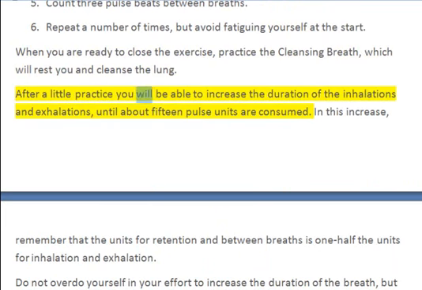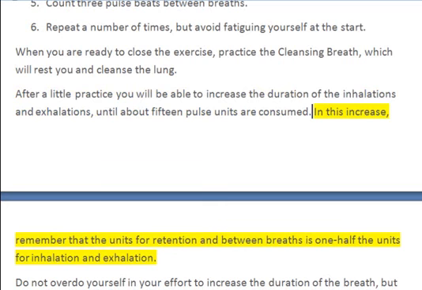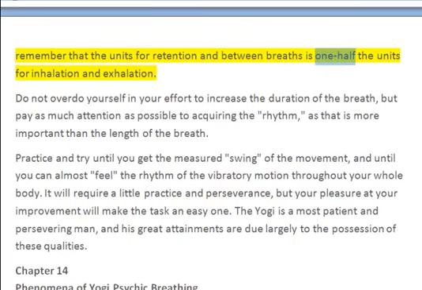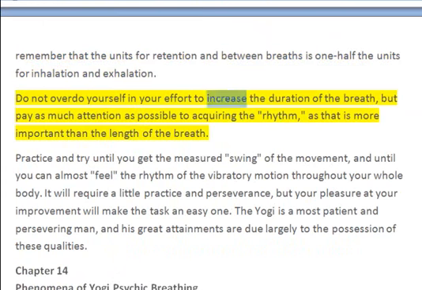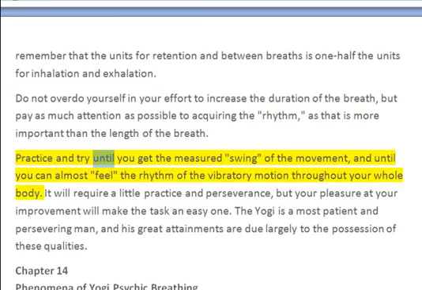After a little practice you will be able to increase the duration of the inhalations and exhalations, until about 15 pulse units are consumed. In this increase, remember that the units for retention and between breaths is 1/2 the units for inhalation and exhalation. Do not overdo yourself in your effort to increase the duration of the breath, but pay as much attention as possible to acquiring a rhythm, as that is more important than the length of the breath. Practice and try until you get the measured swing of the movement, and until you can almost feel the rhythm of the vibratory motion throughout your whole body.